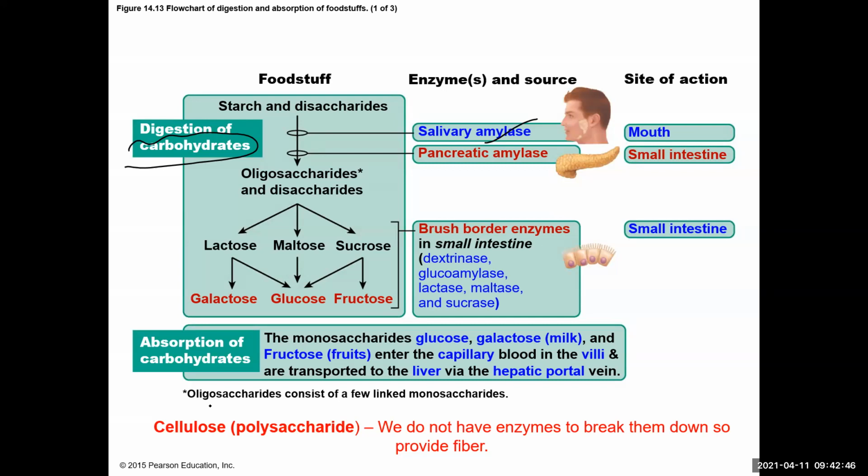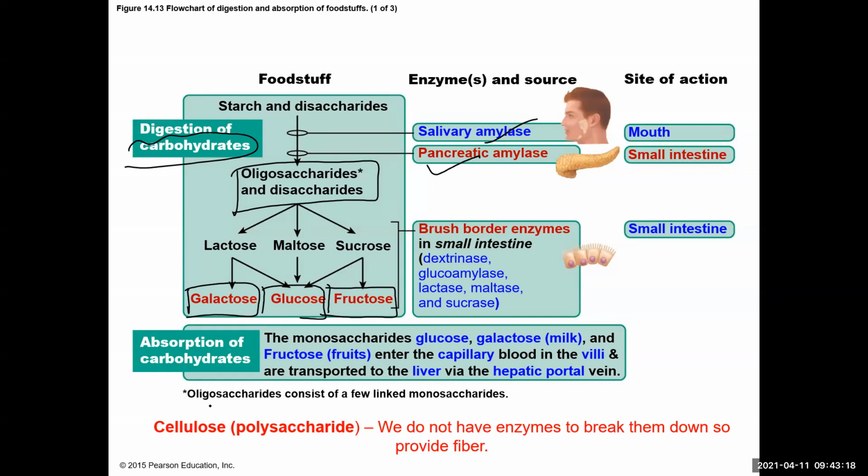Then it reaches the small intestines. There we have pancreatic amylase. So finally, we have oligosaccharides and disaccharides. Can you absorb them? No. You still cannot absorb them. You still have to convert them into monosaccharides, glucose, fructose or galactose. Maltose, sucrose, lactose are disaccharides.